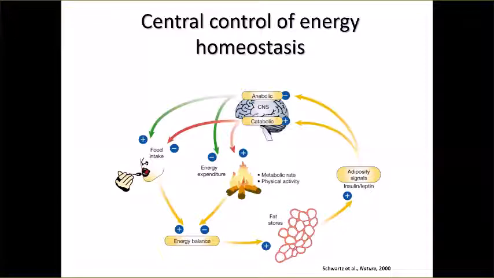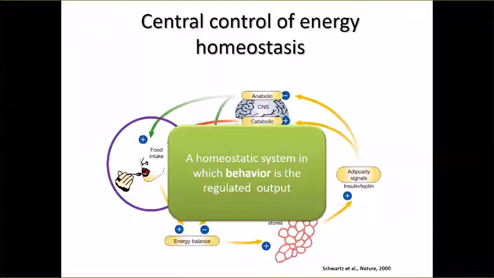restore energy balance. So what I want to point out in this system is that a lot of the regulation is happening at this point in the cycle. What's being controlled is our food intake. And our food intake is a behavior. So this is a homeostatic system in which our sense of appetite, the foods that seem appealing to us, and ultimately our behavior in terms of food intake is the regulated output.